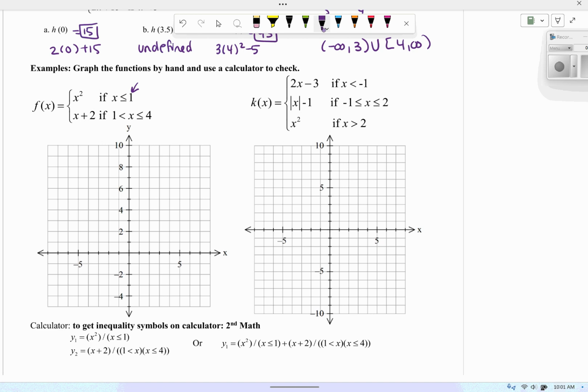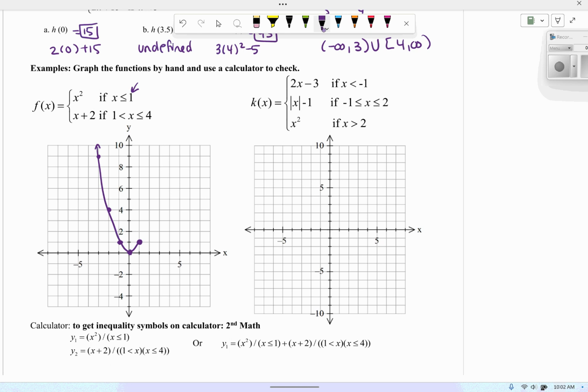For x squared, 1 squared is 1, and of course that means we have the point (1, 1). Because it's x values less than or equal to, we're going to use a closed circle there. Then numbers less than 1: 0 squared is 0, negative 1 squared is 1, negative 2 squared is 4, negative 3 squared is 9. So this is my graph of my quadratic equation for x values less than or equal to 1.